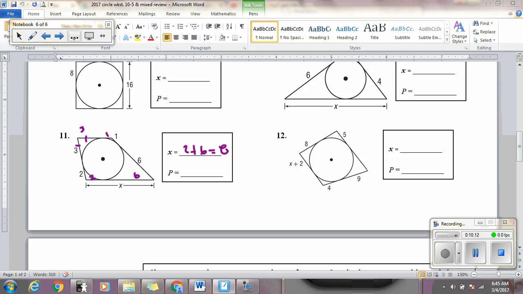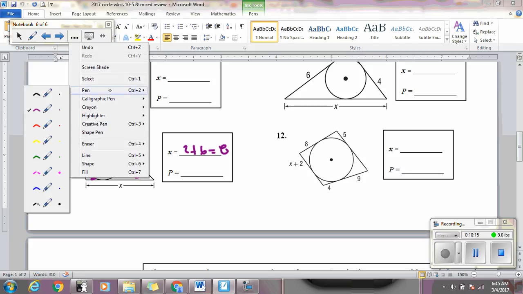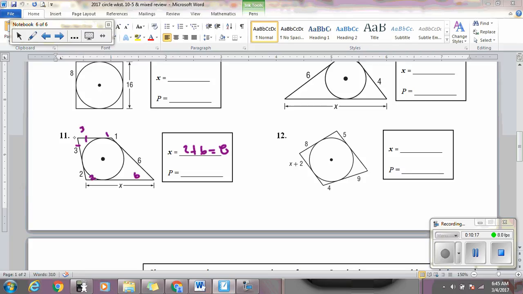And now for the perimeter. So this side is 5. This side is 4. This side is 7. And this side is 8. So 8 plus 7 plus 4 plus 5. So 15 plus 5 is 20 plus 4 is 24.